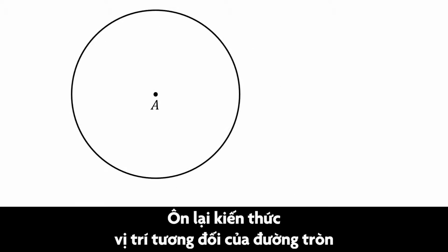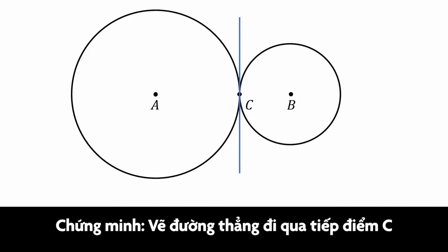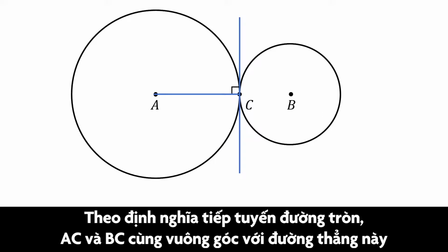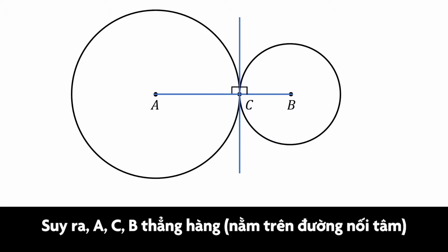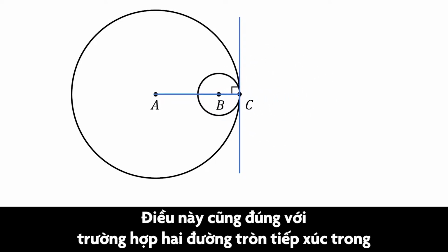We begin with a preliminary result. If two circles are tangent, their centers and the tangent point are collinear. To see why, draw a tangent line through point C. By definition, AC will meet this at a right angle, and also BC will meet this tangent line at a right angle. Therefore, ACB is a straight line, and all points A, C, and B are along the same line. This is true for externally tangent circles, and it's also true for internally tangent circles.